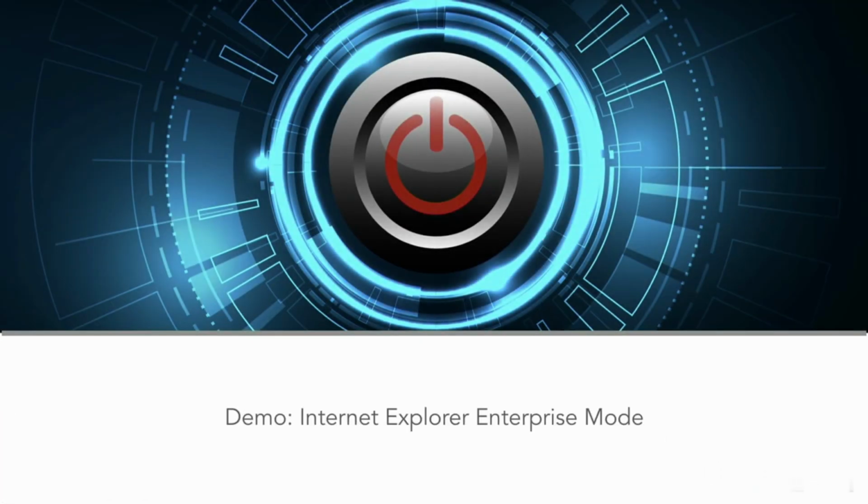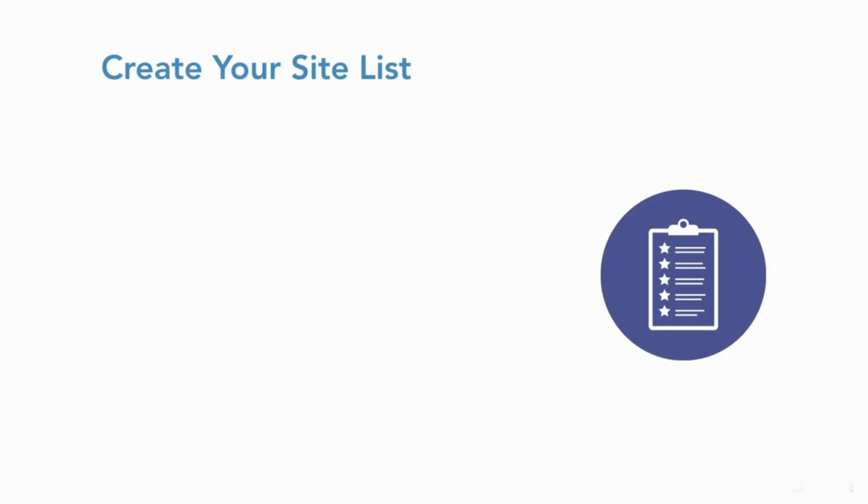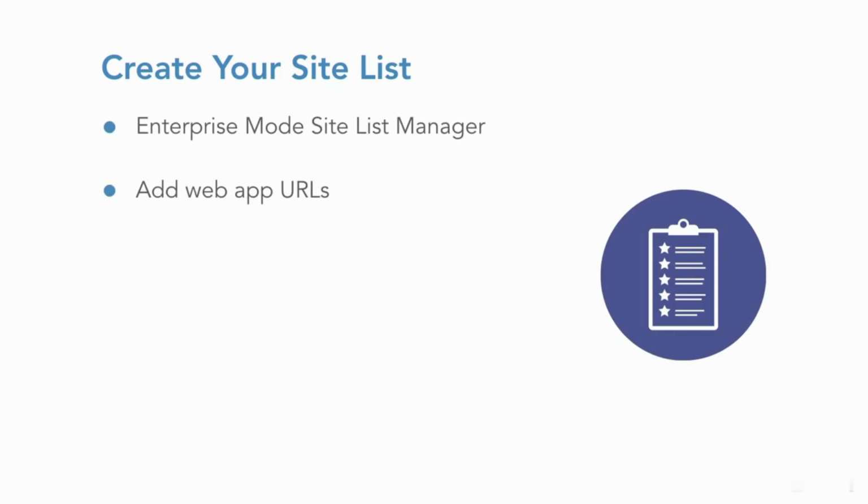In order to use Internet Explorer Enterprise Mode, you'll need to first create your site list, enable the Enterprise Mode feature, and then configure settings so that Enterprise Mode can access the site list. An administrator will need to create a global site list using the Enterprise Mode Site List Manager. They can then add websites and web URLs to the Site List Manager.